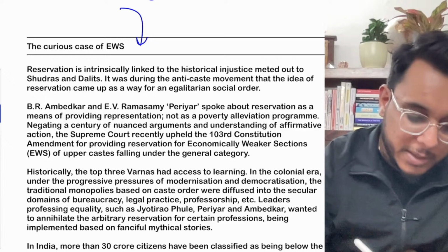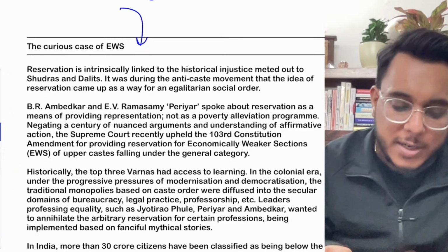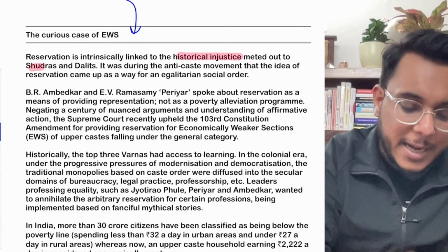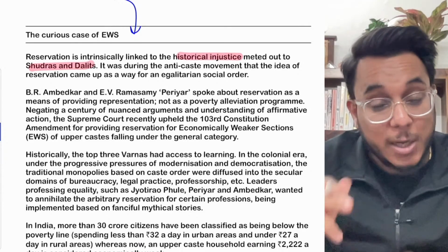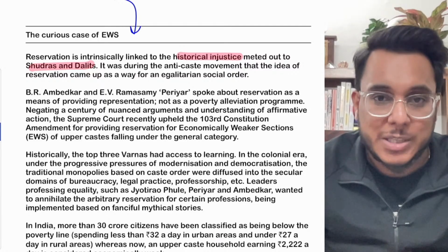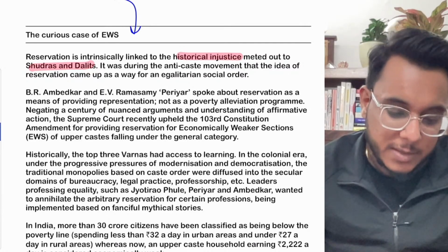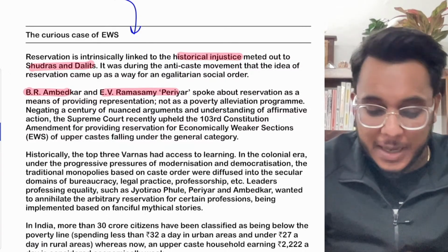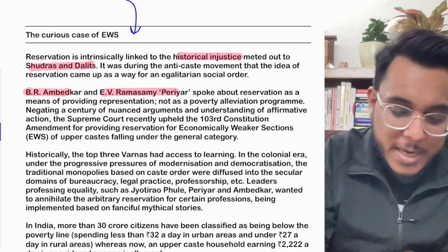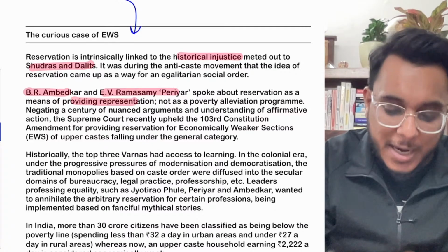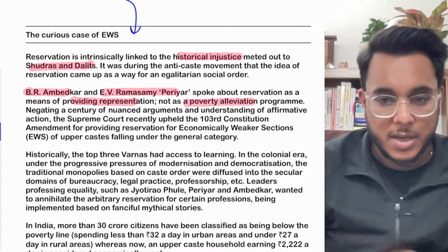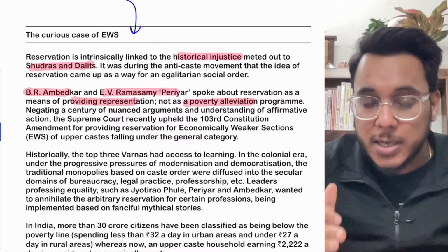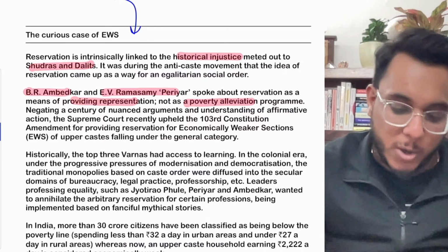Now the author has questioned this particular Supreme Court judgment. Author had said that reservations are intrinsically linked to the historical injustice that has been done to the Shudras and Dalits, and to make up for those historical injustices only the reservations were given. Even Dr. B.R. Ambedkar and E.V. Ramaswamy Periyar spoke about reservation as a means of providing representation and not a means for poverty alleviation. But now what has the government done? The government, just in order to address the poverty of certain people, is giving them reservation on economic criteria.